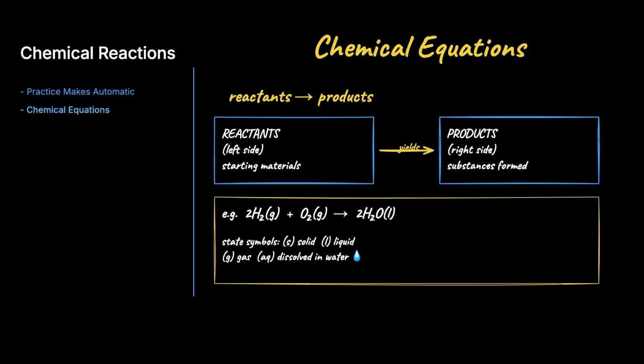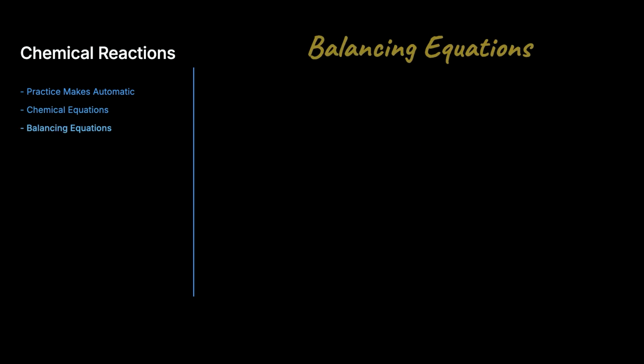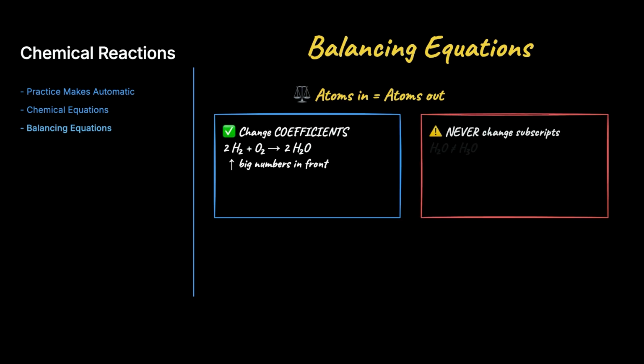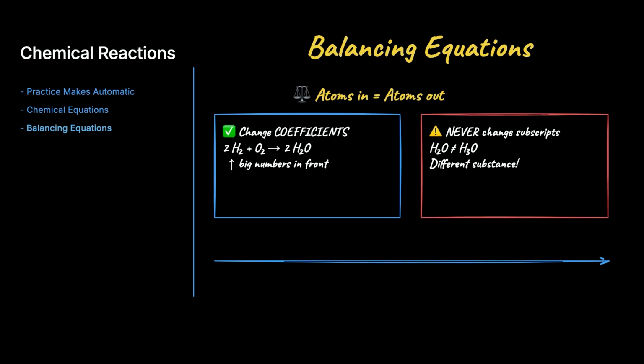We add small state symbols showing whether each substance is a solid, liquid, gas, or dissolved in water. Because matter cannot be created or destroyed, every equation must be balanced, meaning the same number of each kind of atom appears on both sides. We balance by adjusting only the big numbers in front, called coefficients. You must never change the small subscripts inside a formula because that would turn the substance into something completely different.